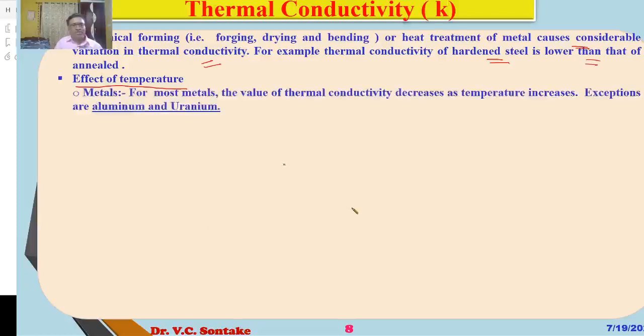For most metals, the value of thermal conductivity decreases as the temperature increases. Exceptions are aluminum and uranium. So metal will have good thermal conductivity at room temperature. The moment you increase the temperature, their thermal conductivity decreases. And if you decrease their temperature, the thermal conductivity will increase. So this is room temperature.